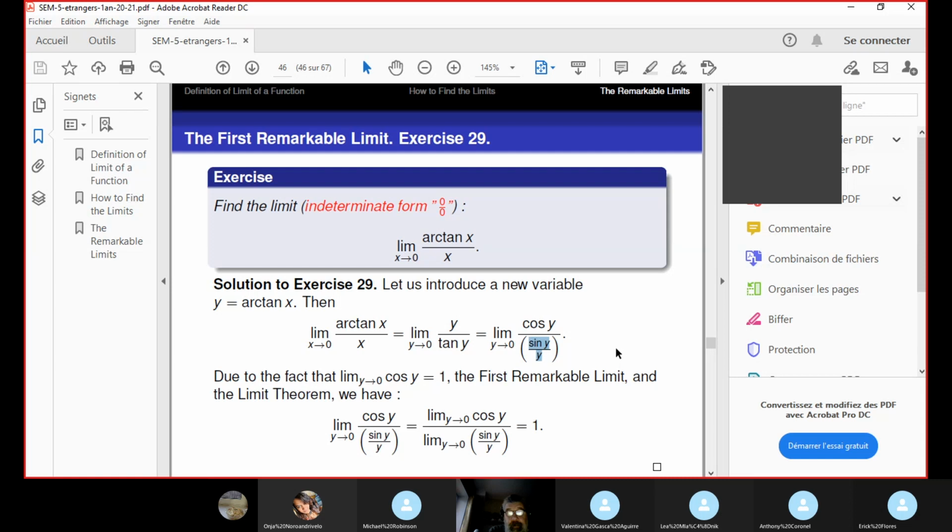So our limit theorem says that, in fact, we have the limit of the numerator divided by the limit of the denominator. And the answer for our exercise is 1. I agree. Maybe you have some questions. No, I agree. It makes sense for me.